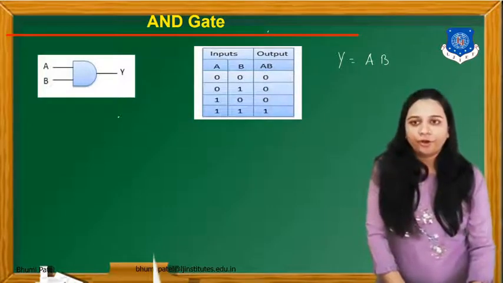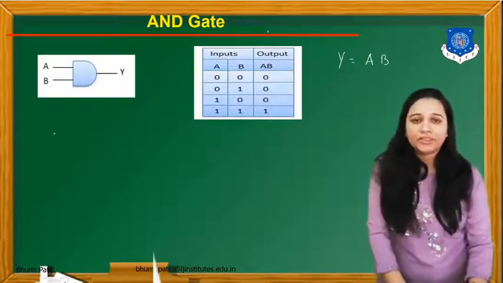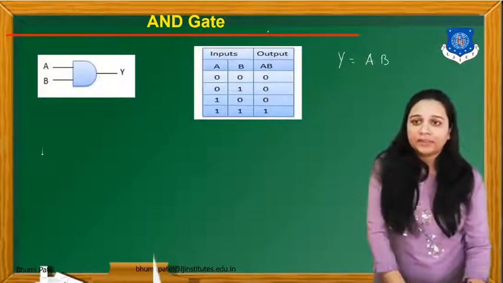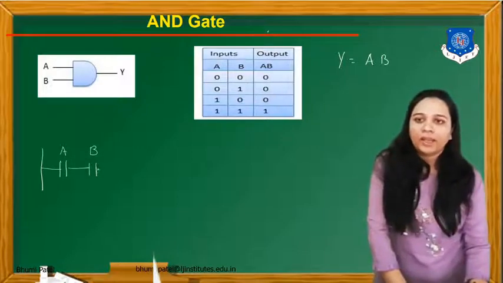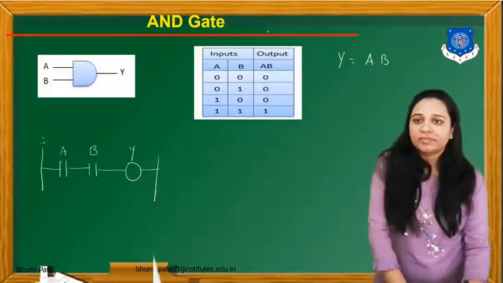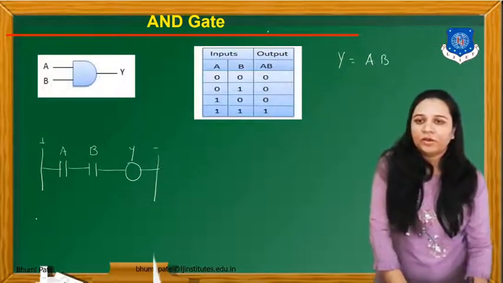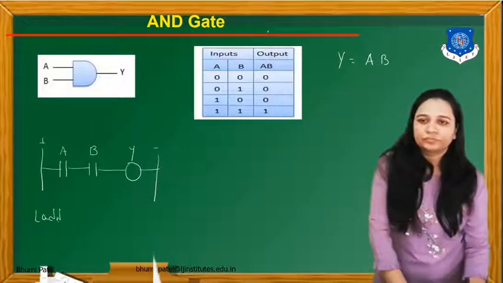Now let us draw the AND gate ladder logic diagram. This is the symbol of the ladder logic diagram, where this is my input A and this is my input B, and for that we have the output Y. So this is my ladder logic diagram.